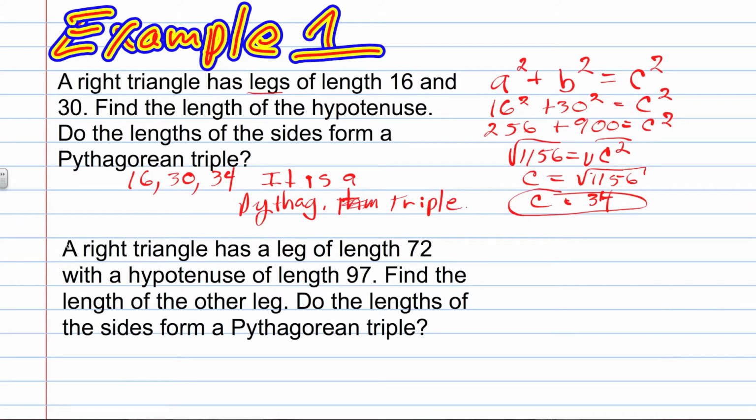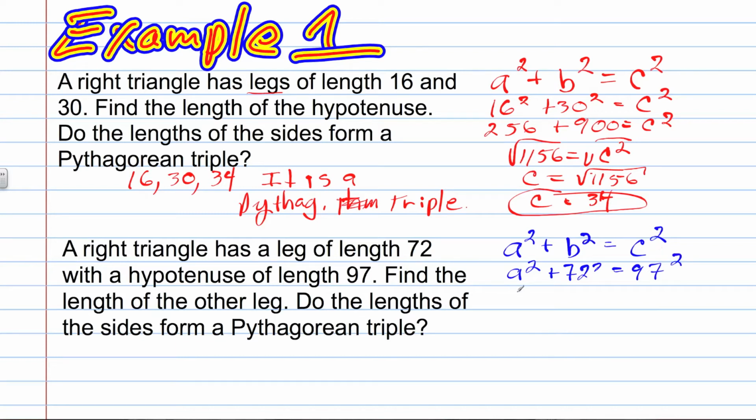In this one here, we're told that a right triangle has a leg length of 72 and a hypotenuse length of 97. Find the length of the other leg. Do the lengths of the sides form a Pythagorean triple? Well, going back to the Pythagorean theorem, a squared plus b squared is equal to c squared. What we have to do is substitute 72 in for either a or b. It really doesn't matter. I'll typically substitute it in for b, so I end up with a squared plus 72 squared is equal to 97 squared.